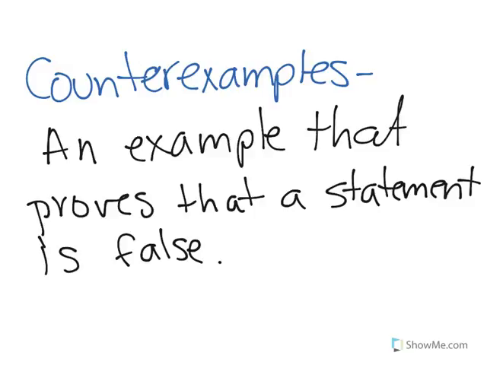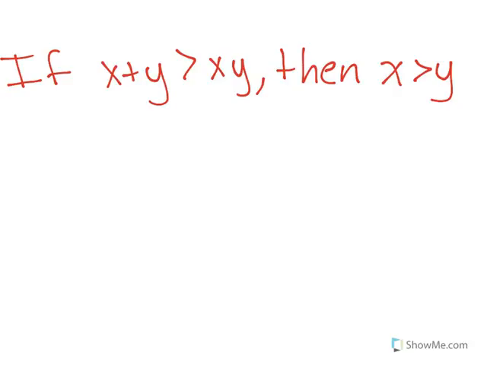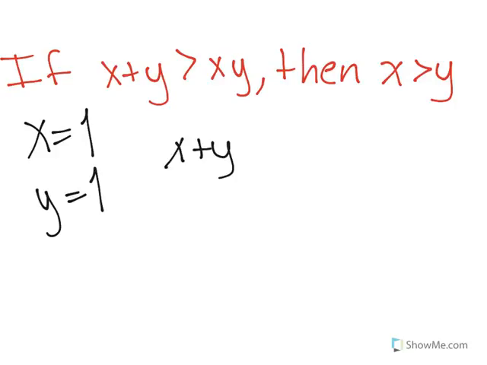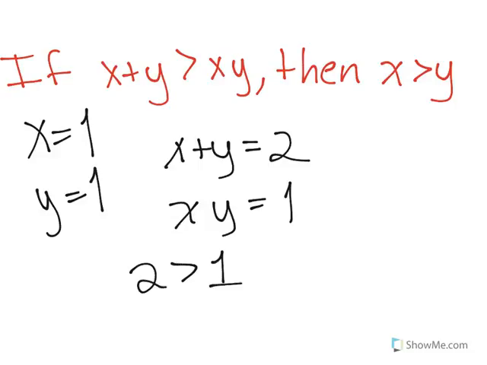So for example, let's say that we have this conditional statement: if x plus y is greater than x times y, then x must be greater than y. However, let's suppose that x is equal to 1 and y is equal to 1. This means that x plus y is equal to 2 and x times y is equal to 1. So as you may see here, 2 is greater than 1, which makes the hypothesis true.